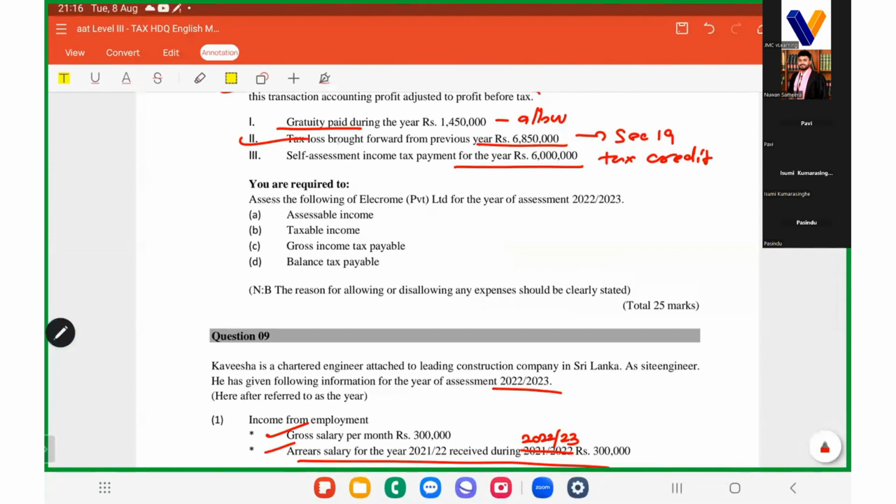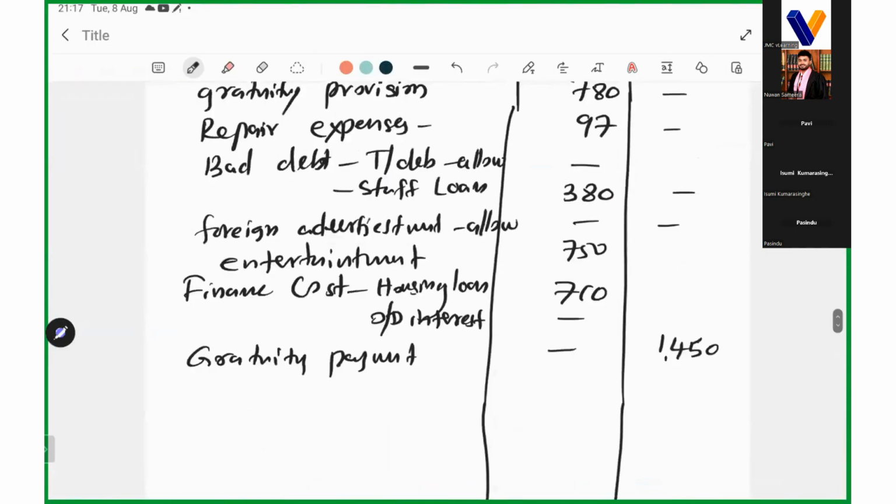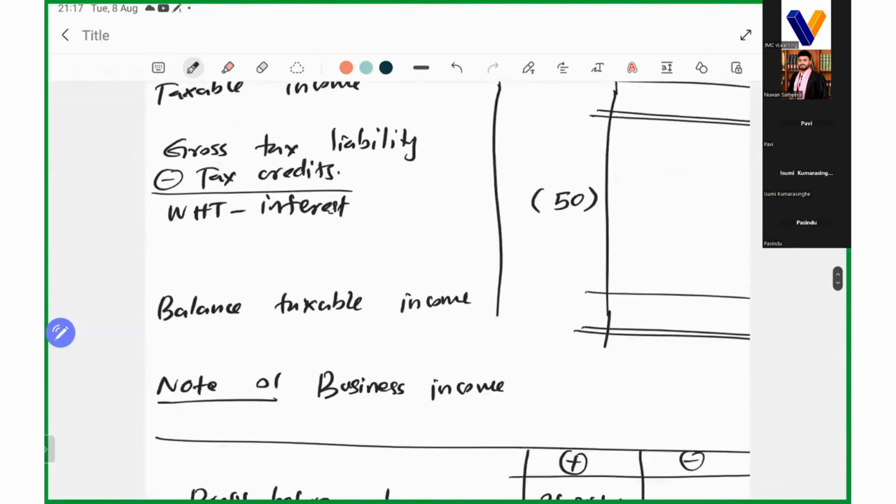Then this is very important. Please put a star mark, section 19, brought forward tax loss. We have to do this adjustment at the end. The self-assessment payment is 6 million.